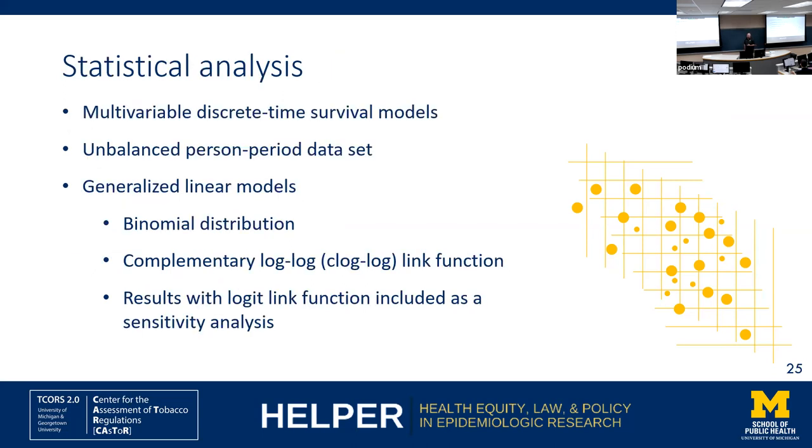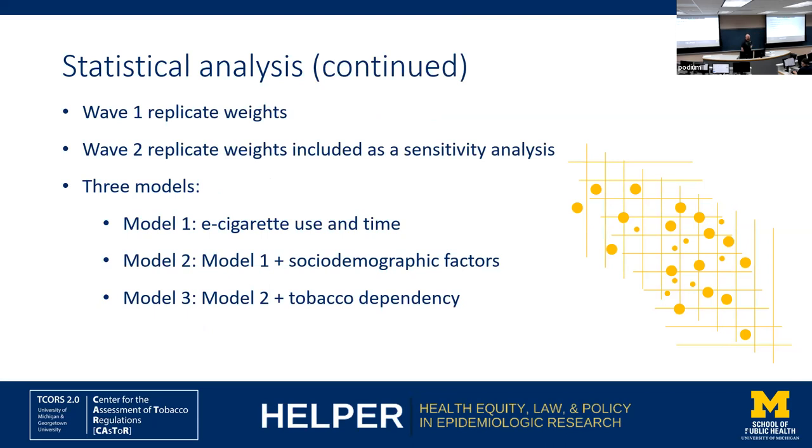Again, we're going to use multivariable discrete-time survival models. We're going to create an unbalanced person-period data set. We're using the generalized linear model framework. We're going to use the complementary log-log link function. We're going to get hazard ratios for the main models. We're going to look at results with the logit link function again to show you what the differences look like, and the qualitative conclusions are very similar.